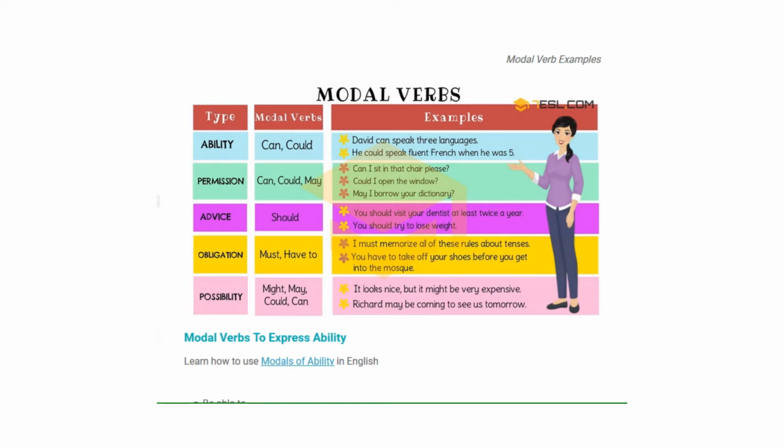Examples: I must memorize all of these rules about tenses. You have to take off your shoes before you get into the mosque. And we have possibility, we use might, may, could, can. It looks nice, but it might be very expensive. Richard may be coming to see us tomorrow.